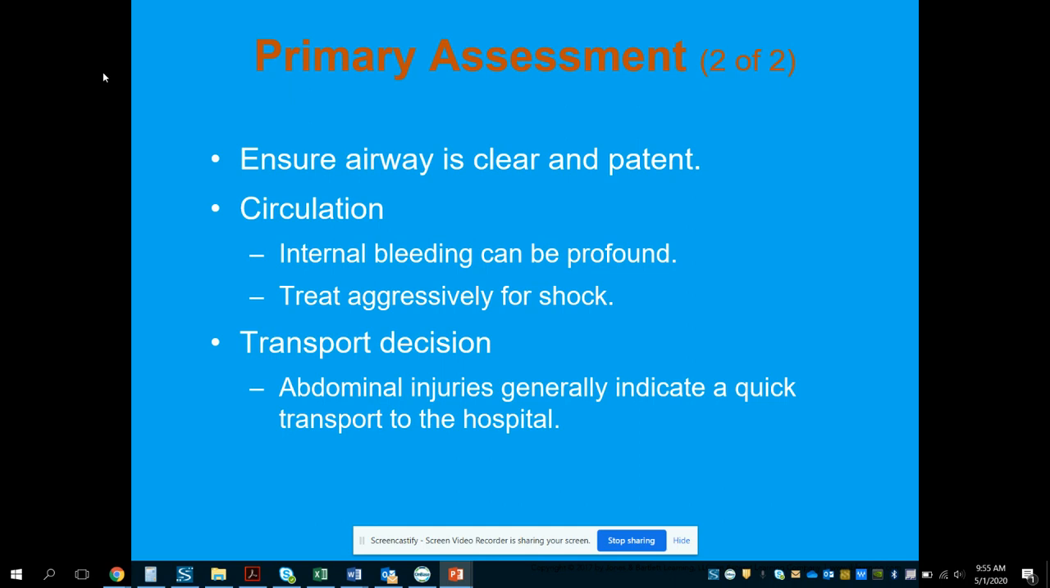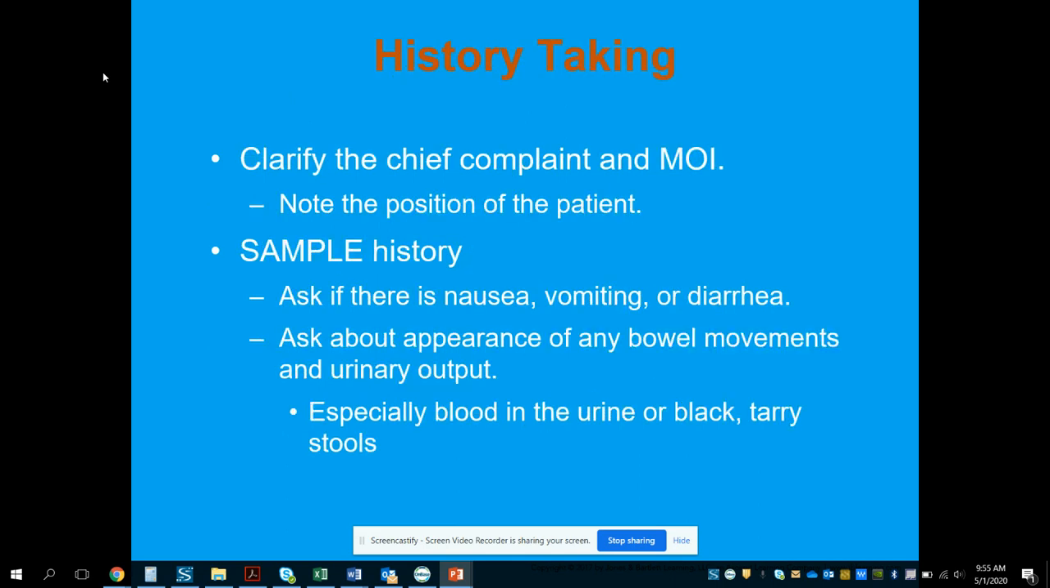When we're making our transport decision, if they have a significant mechanism of injury and a known abdominal injury, you really want to try to take them to a trauma center where they can get the proper definitive care if they were going to be needing some type of surgery.